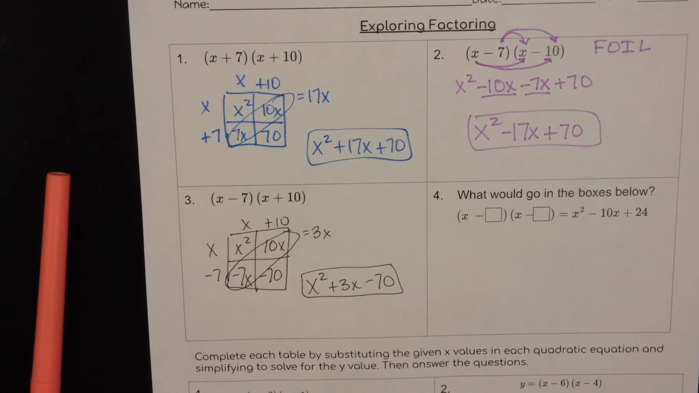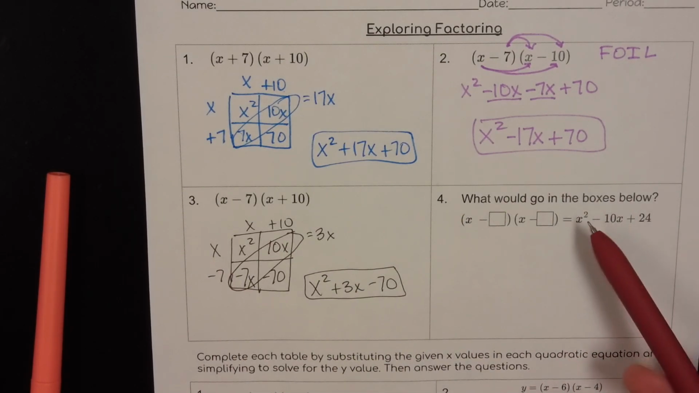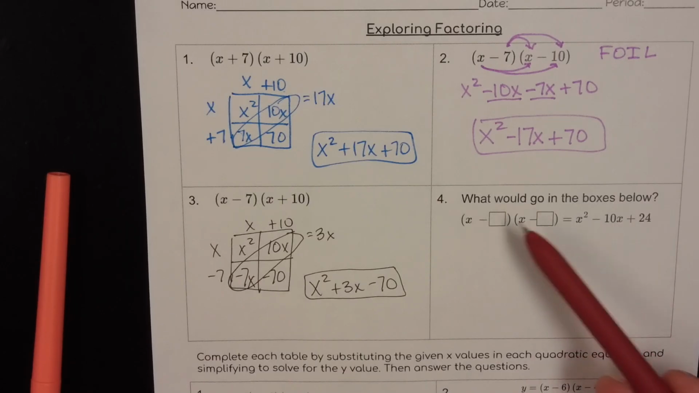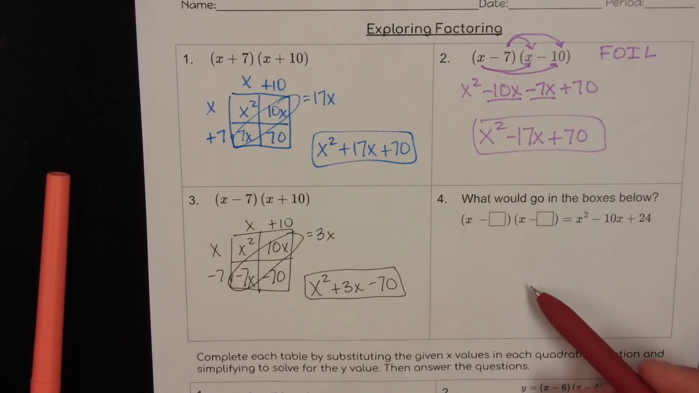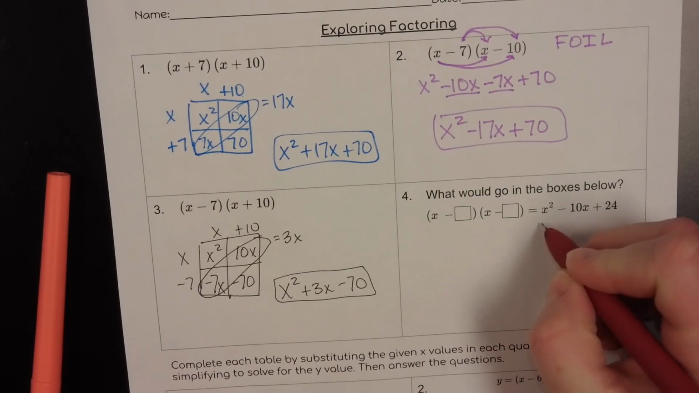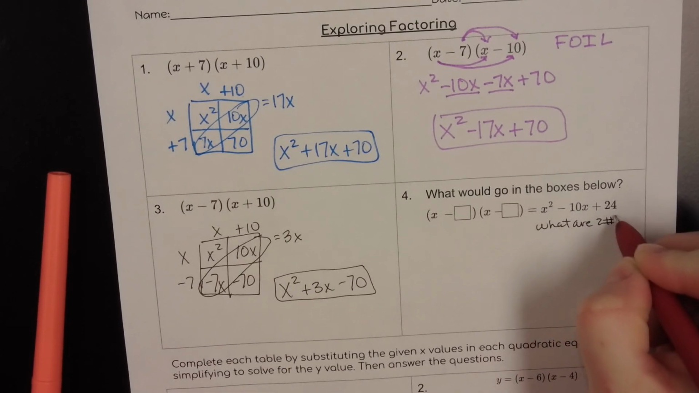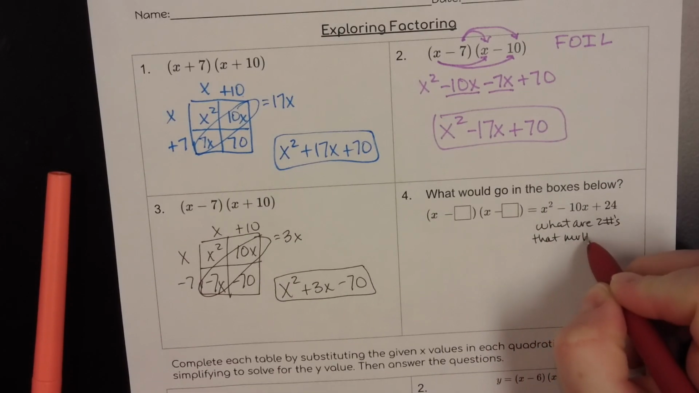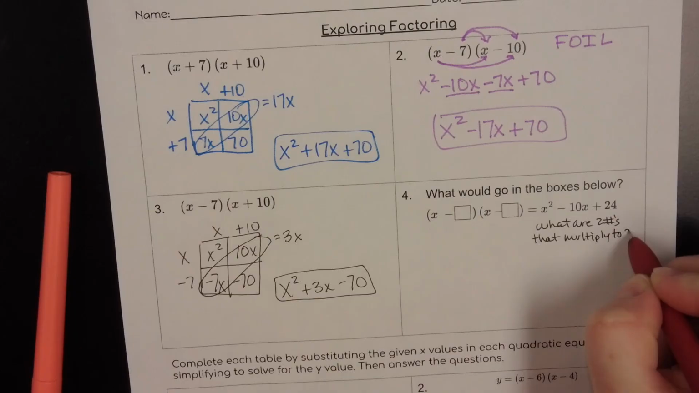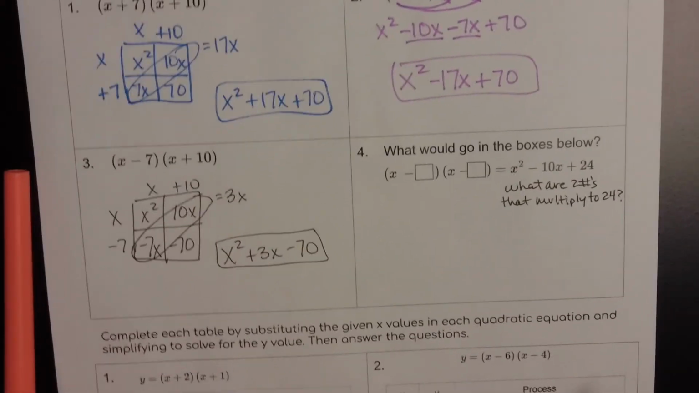Alright, and then what would go in the boxes below? Alright, so if we take a look, it's going to be something times something, right? And it's going to give you this whole thing. So what we can do and figure out is what times what is going to give you 24. Okay? What are two numbers that multiply to 24.